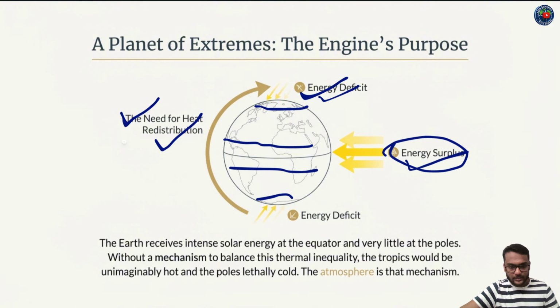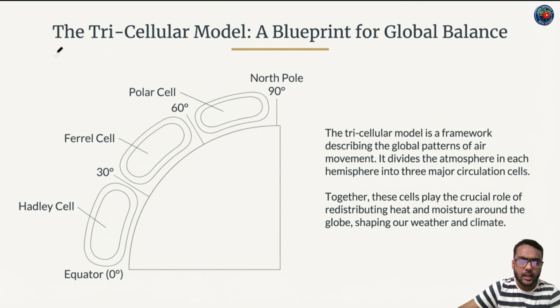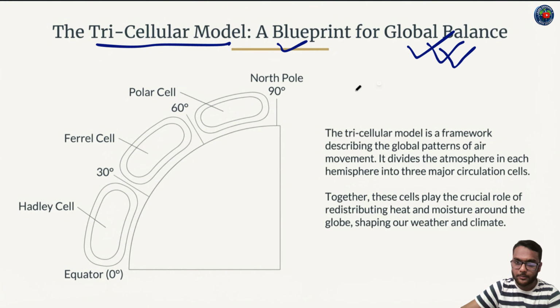Without a mechanism to balance this thermal inequality, the tropics would be unimaginably hot and the poles lethally cold. The atmosphere is that mechanism. Now, there is the three-cellular model, the tri-cellular model. This is the blueprint for global balance of atmospheric temperature.